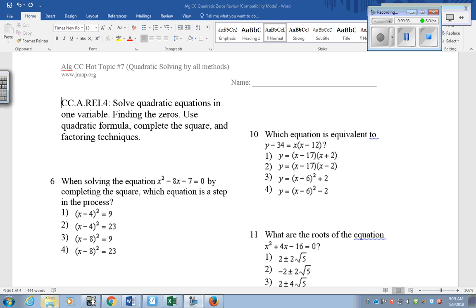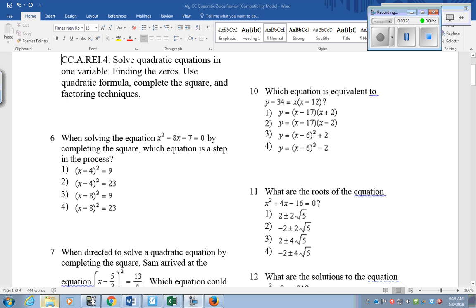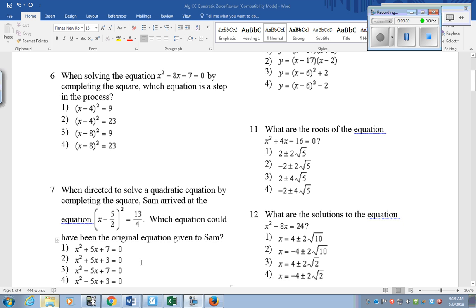Hey guys, this is Hot Topic review number 7. We're going to talk about quadratics and some of the processes and steps that go into it. We'll look at a quadratic formula example, we'll talk about completing the square, and we'll talk about shortcut methods that deal with finding zeros and solutions that you'll come across on multiple choice questions on the Regents.